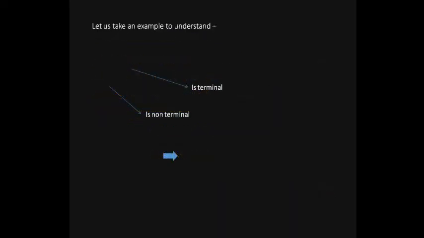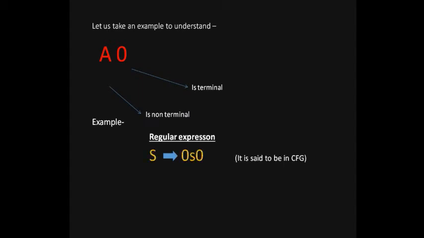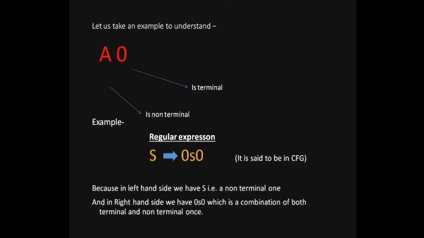Let's take an example to understand. A0. Here A is a non-terminal one and 0 is a terminal one, because A can further get replaced in order to form a language. Here this is a regular expression and it is said to be in CFG because on the left hand side we have S, that is a non-terminal one, and on the right side we have 0S0, which is a combination of both terminal and non-terminal ones.